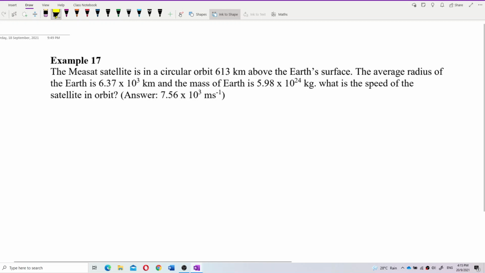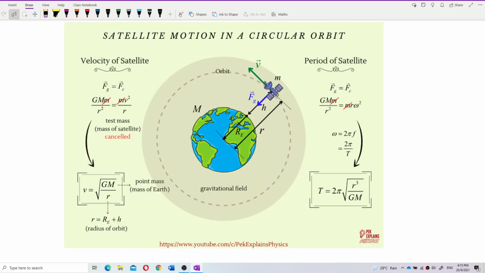So the question asks for the speed of the satellite in the orbit. So what's the formula again? The speed of the satellite in the orbit. Let's write down the general formula first. The velocity of the satellite is square root of GM over r.